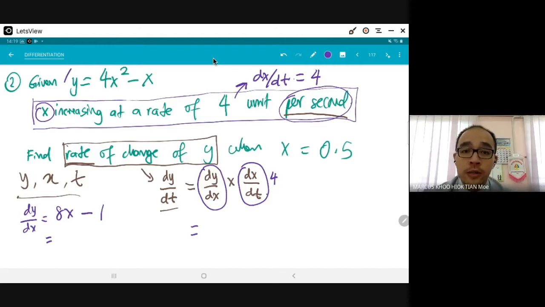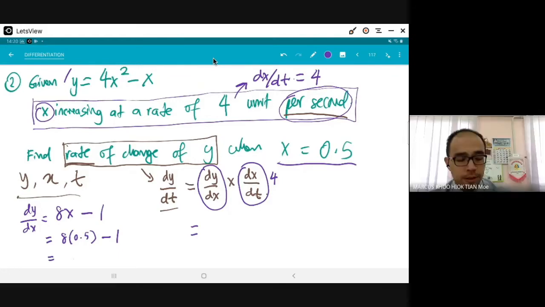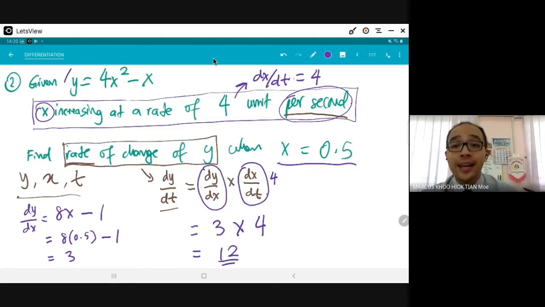What do I do? Remember, I want to find the value of dy/dx. Sub in x. Okay, so 8 times 0.5, because x is given as 0.5, minus 1. How much is this? 3. So dy/dx is 3, dx/dt is 4, so our final answer is 12. That's actually it. You just have to find the value.